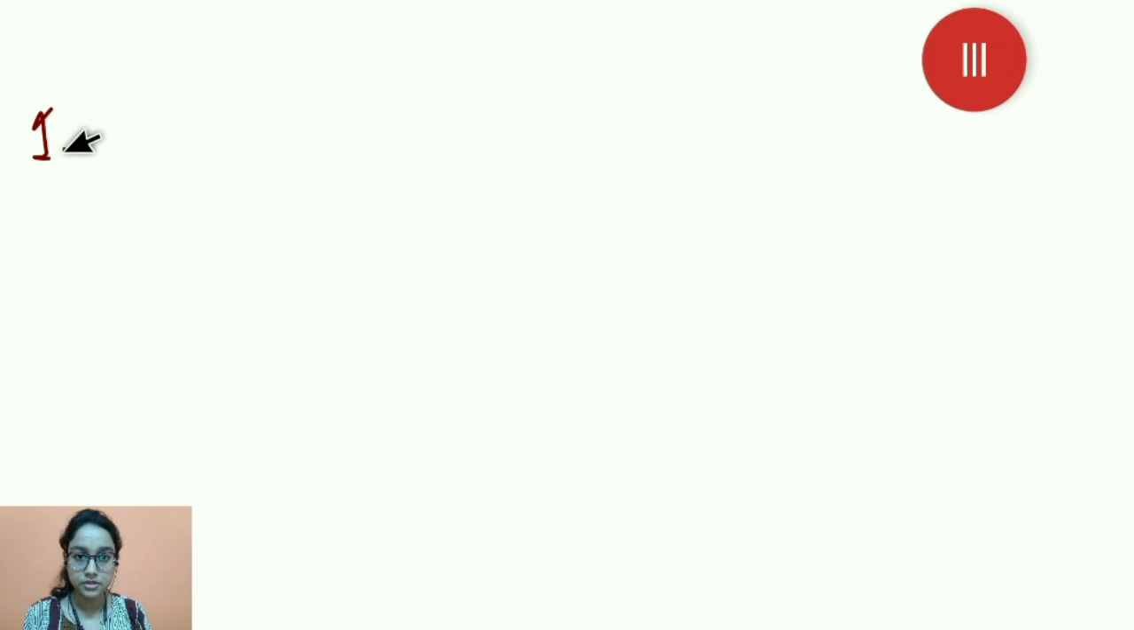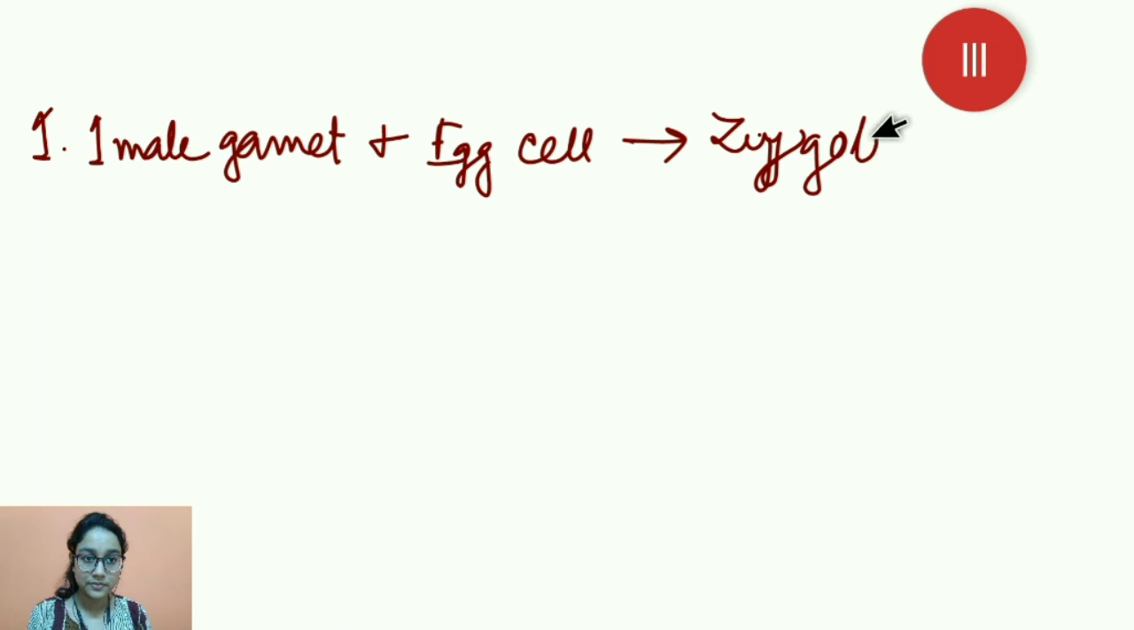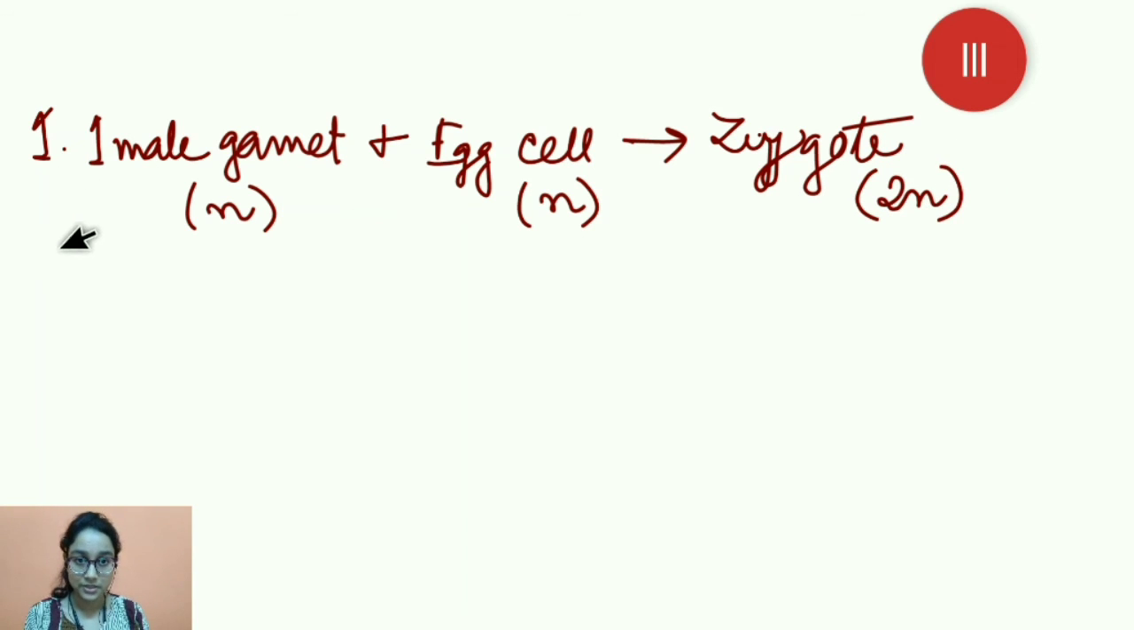In the first fertilization, one male gamete fuses with the egg cell, and the structure produced is known as the zygote. The male gamete is haploid in nature, and the egg cell is also haploid. The zygote which is produced will be diploid in nature.